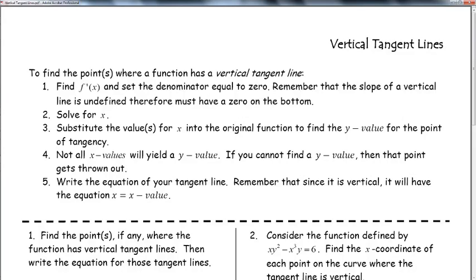And then you're going to plug that x coordinate back into the parent function. You have to be careful because not all x values yield a y value. If it doesn't, then we're just going to throw it out. If you want to write the equation of your tangent line, you're just going to go ahead and write x is equal to that x coordinate, because remember, all vertical lines have just an x-intercept, so x is equal to whatever your x value is.